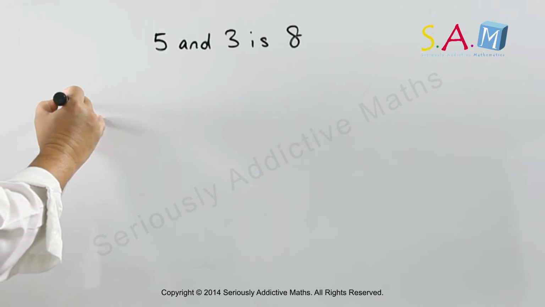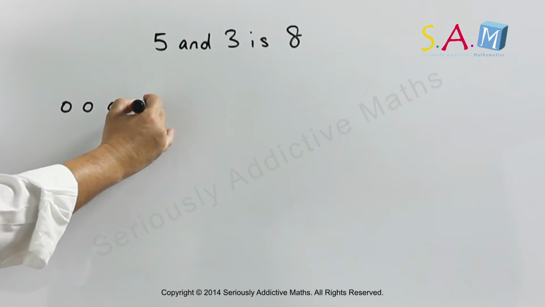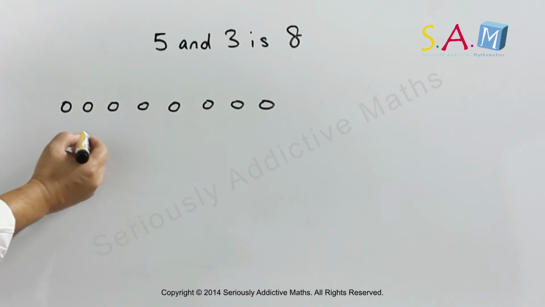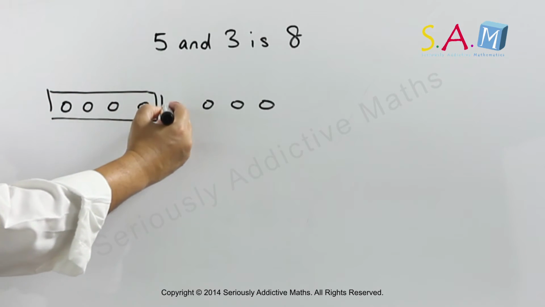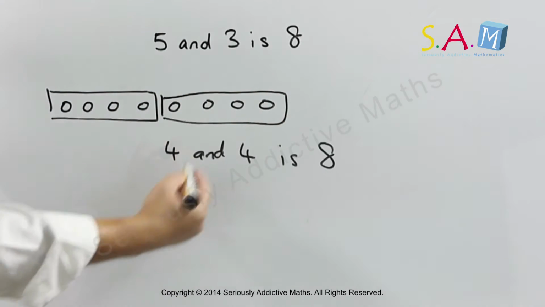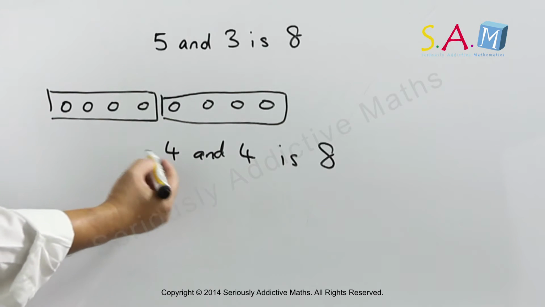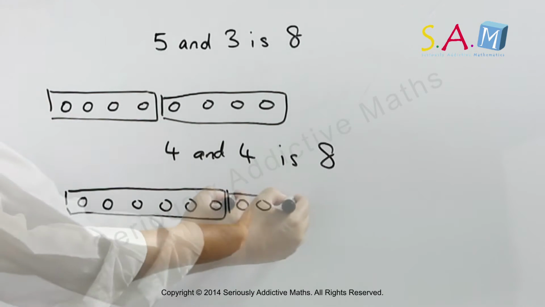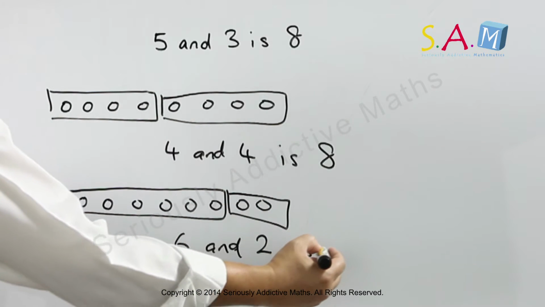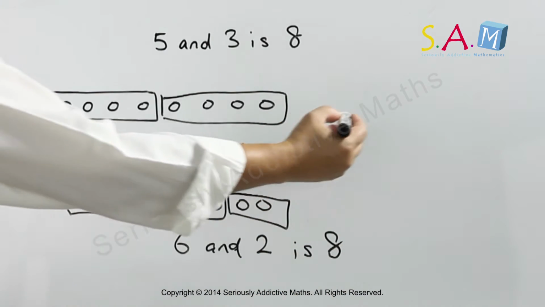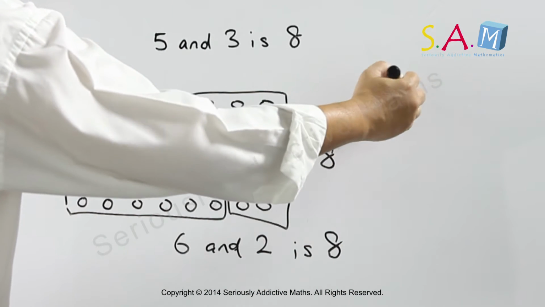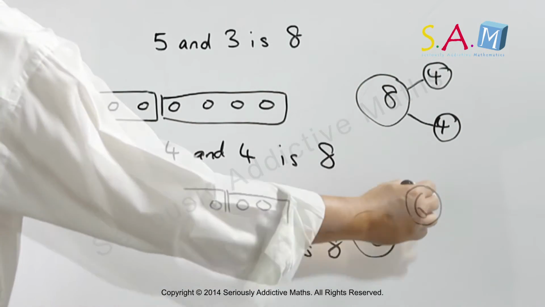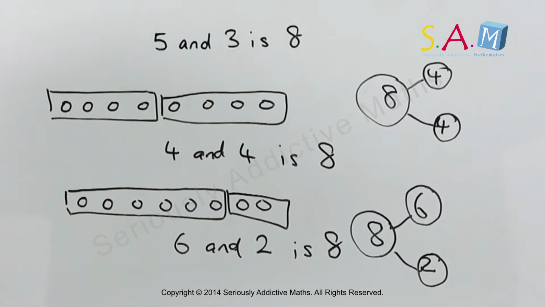We can have 1, 2, 3, 4, 5, 6, 7, 8. We can also have 4 and 4 to make 8. We can have also other numbers, right, that make 8. We can have, say, 6 and 2 makes 8. So 6 and 2 is also 8. In this case, we can have 8 and we draw it as 4 and 4. We can also have 8, which is 6 and 2. These are some of the examples of number bonds.